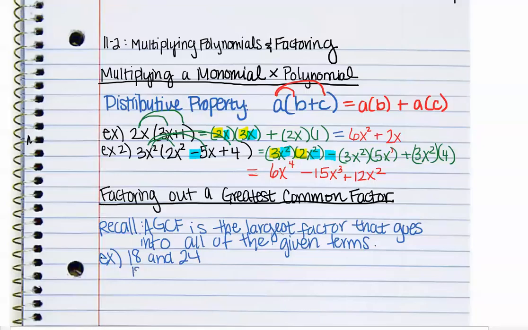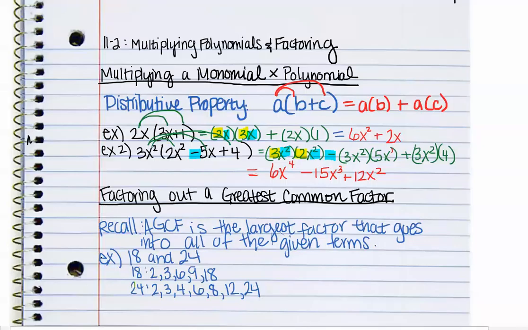So you could make a list. Factors of 18 are, well, 1 goes into everything, so I'm not going to include 1, but 2 goes into it, 3, we have 6, 9, and 18. So these are all the factors of 18. 24 also has 2, 3, 4, 6, 8, 12, and 24. These are all things that go into 24.